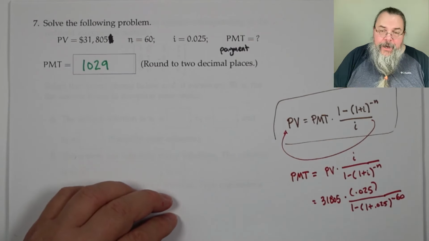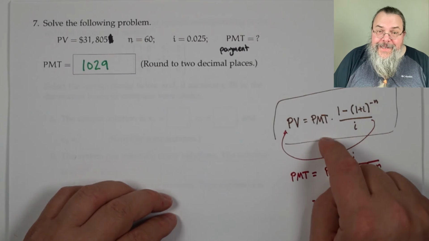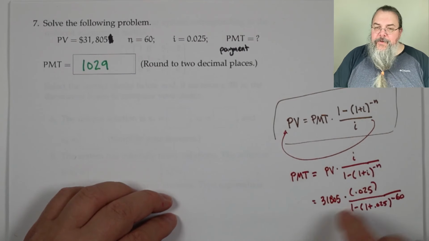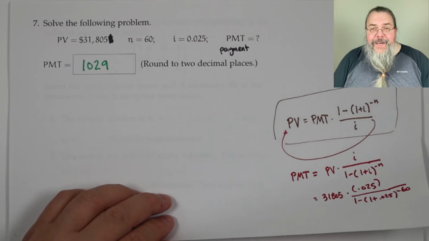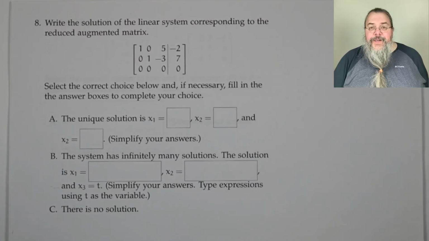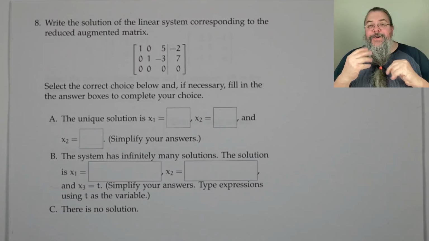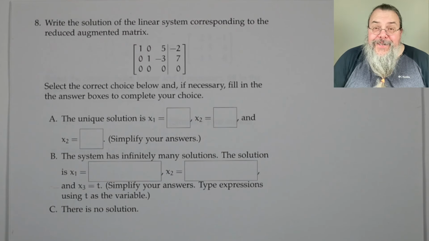All right, anyways, I'm rambling. Punchline is learn the formula. And once you know the formula, it becomes very quick. You put in everything except the one thing you need to solve for. All right, which brings us to number 8. And now we're transitioning.